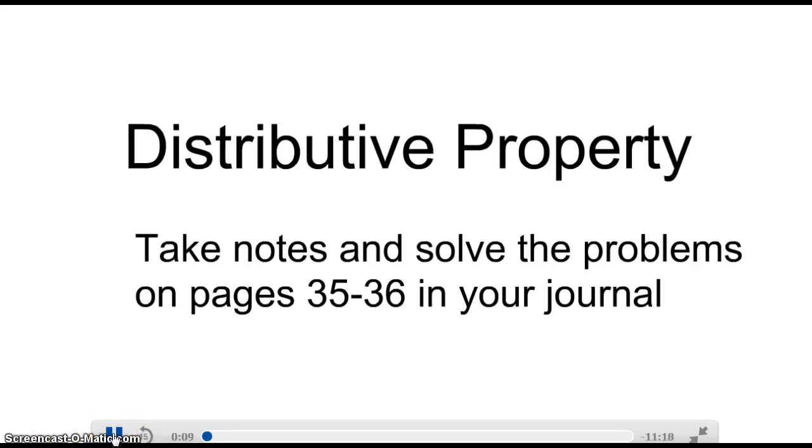The distributive property. Take notes and solve the problems on pages 35 and 36 in your journal.